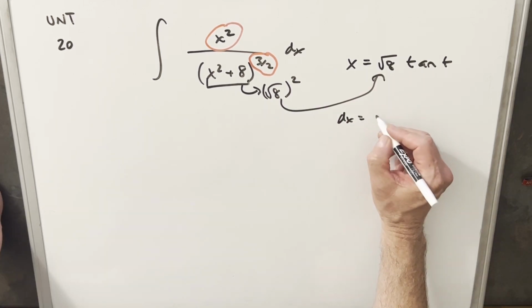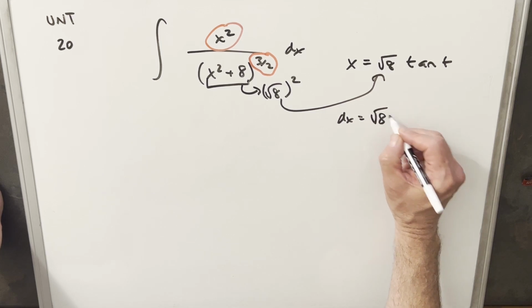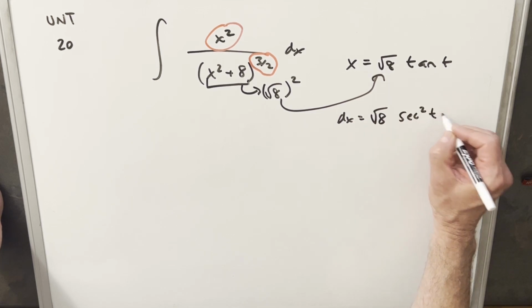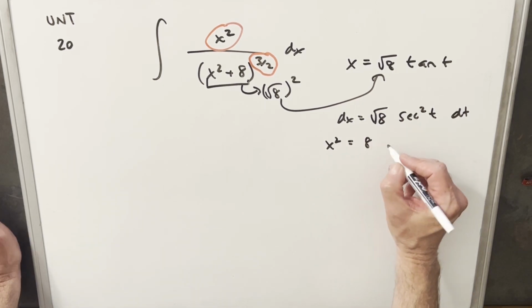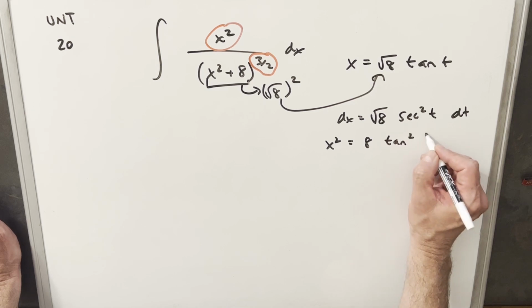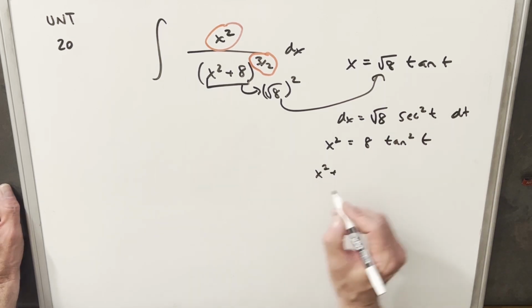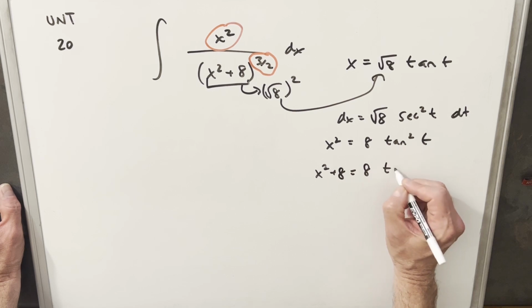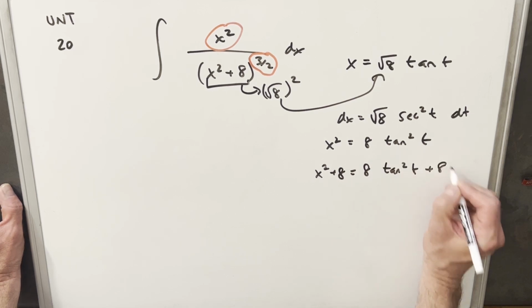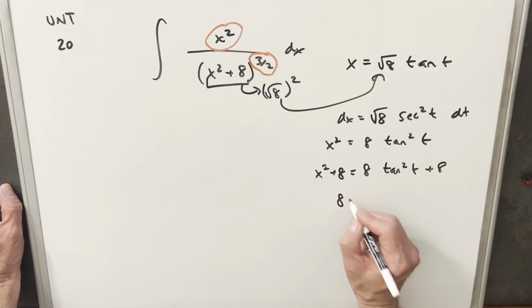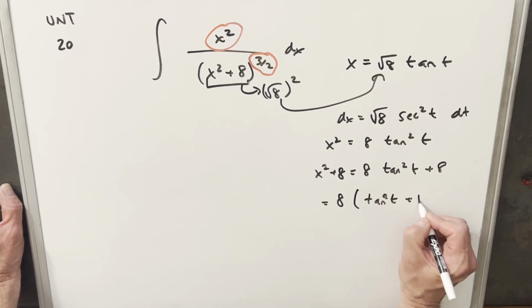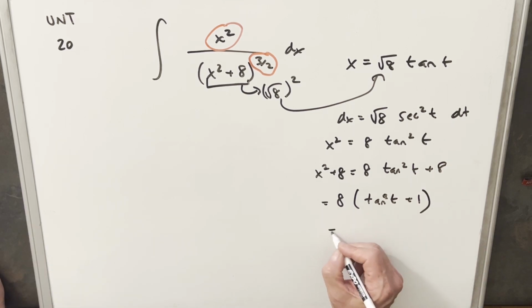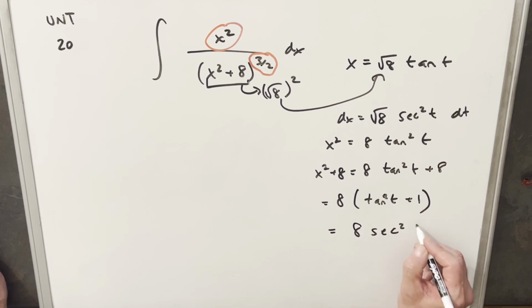I'll take my derivative. So our dx value is going to be square root of 8 secant squared t dt. And while we're at it, let's look at our x squared. x squared is just going to be 8 tan squared t. So when we look at x squared plus 8, that's going to be 8 tan squared t plus 8. Now we can factor an 8 out of this so that we just have tan squared t plus 1. But tan squared t plus 1 is the same thing as secant squared, so for this expression, we can write this as 8 secant squared t.